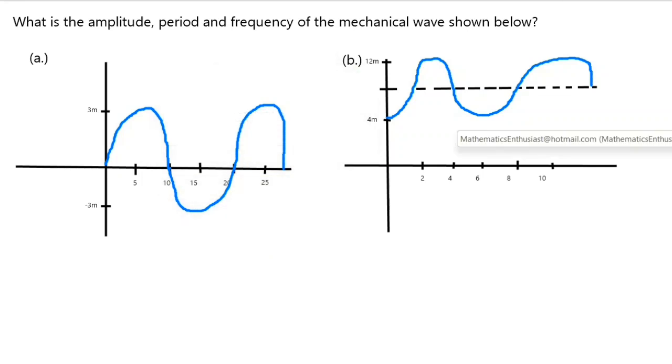Today I'm going to teach you about mechanical waves. So let's answer this problem. So let's define first the wave here.